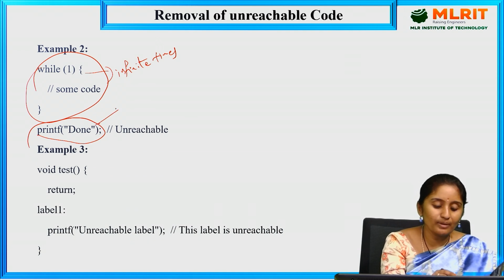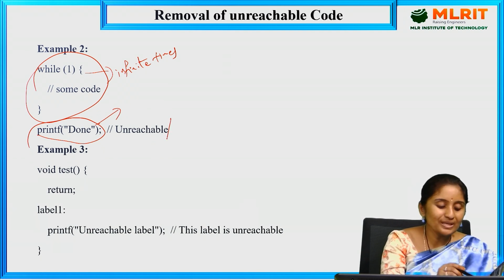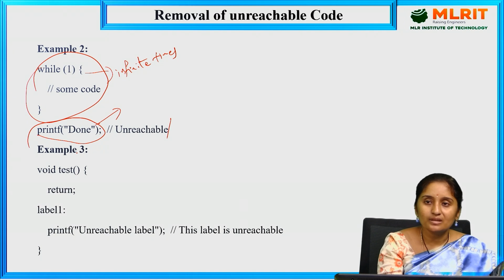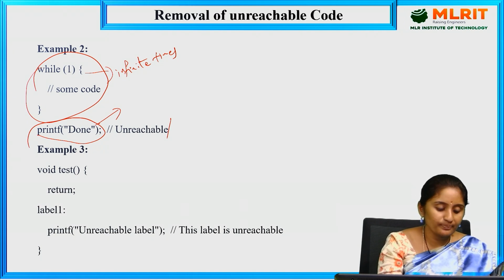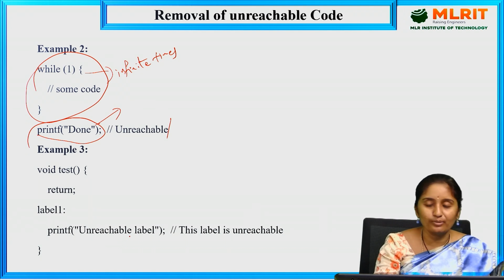So that is nothing but a dead code, or we can also call it unreachable code. These types of statements or instructions we are going to remove from the program. Next, void test, return, label 1, printf unreachable code.